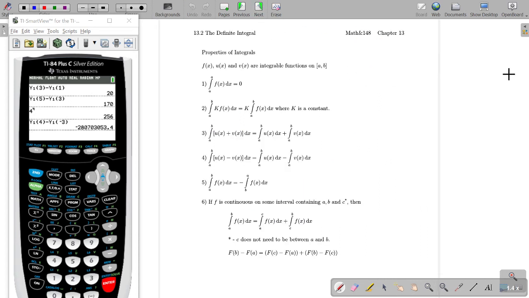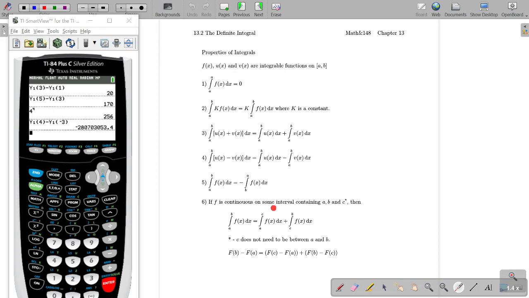So let's take a look at some of the properties of integrals. f of x, u of x, v of x are integrable functions on [a, b]. So the integral from a to a of f of x dx equals 0, because that's f of a minus f of a. If you have the integral from a to b of k f of x, the k comes out, where k is some constant, just like the other integrals and the derivatives. If you integrate the sum, it's the sum of the integrals. If you integrate the difference, it's the difference of the integrals. If you integrate from a to b, it's the same thing as the negative integral from b to a.